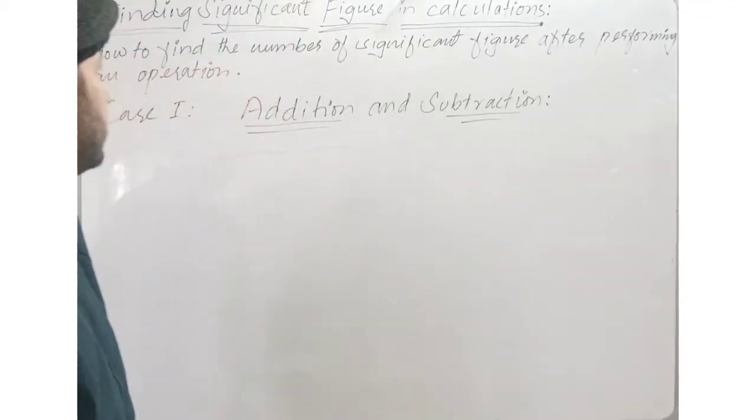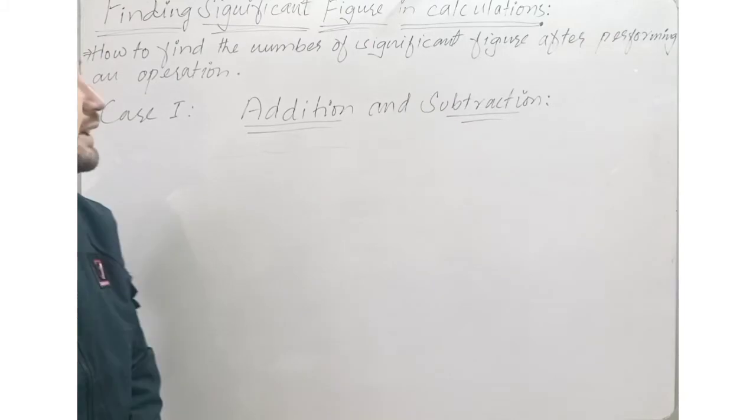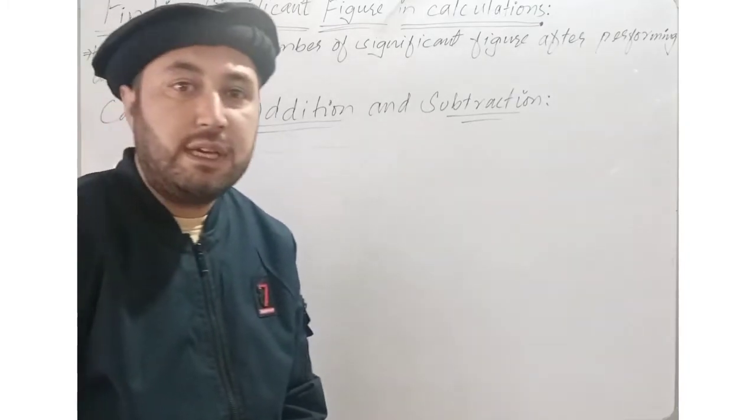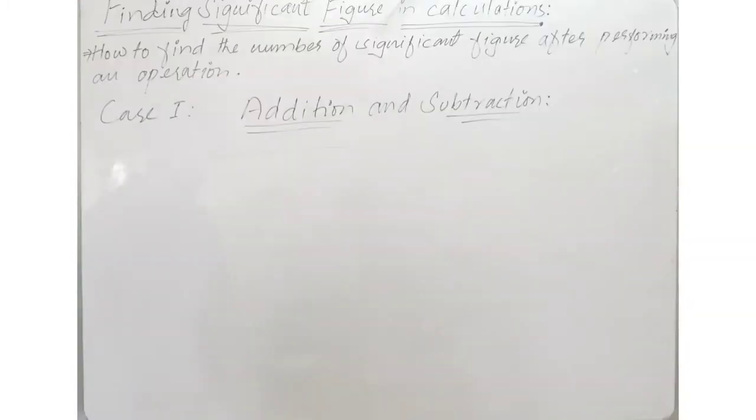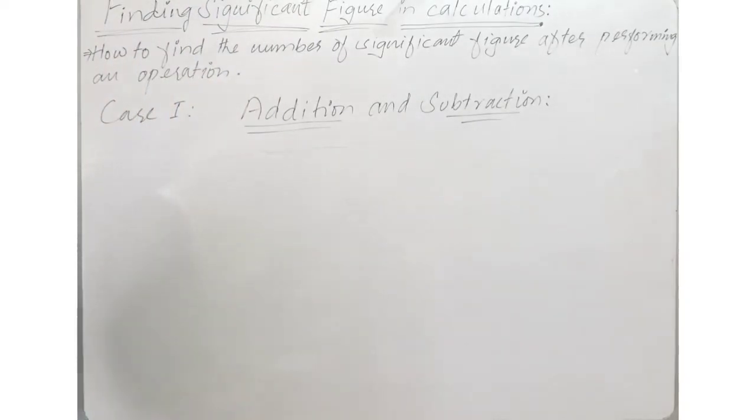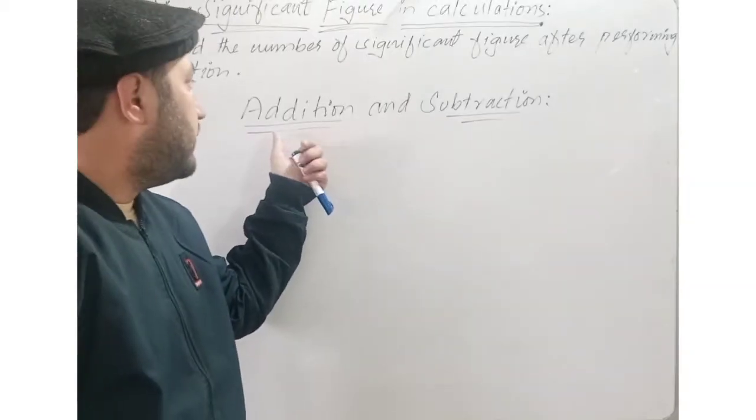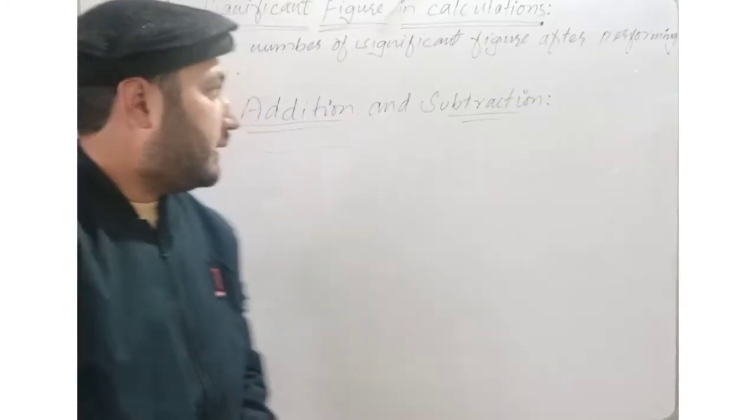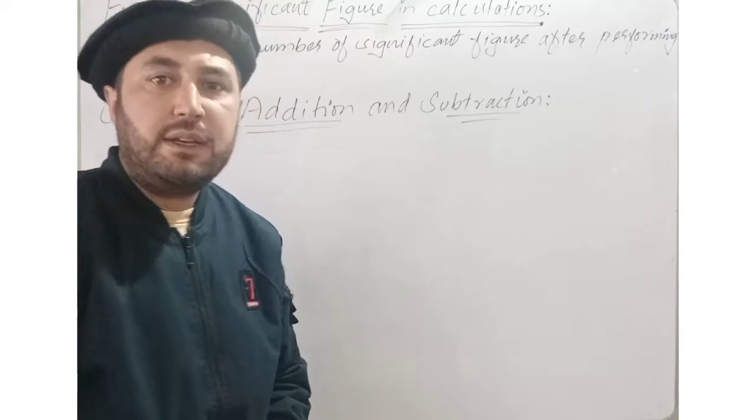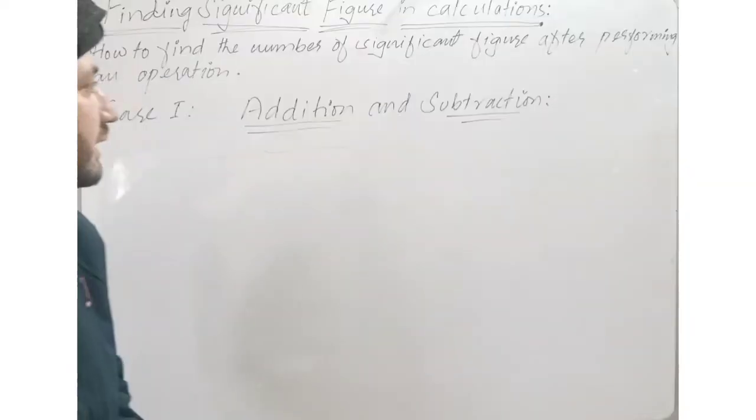Today we are going to continue our video lecture on significant figures. Last time we discussed different rules to find the total number of significant figures, and today we will be looking at how we are going to find significant figures in different calculations. So, if we are having an operation, addition or subtraction, then how are we going to correctly assign significant figures in our result?